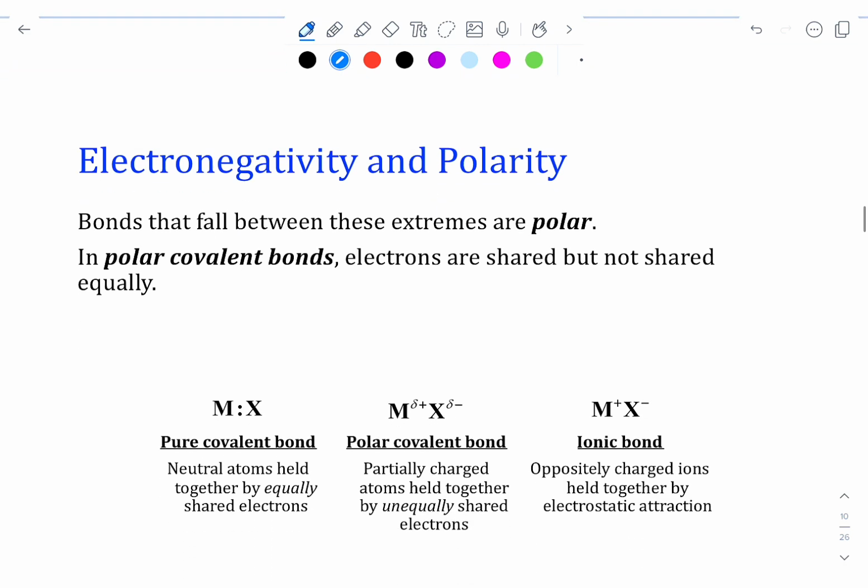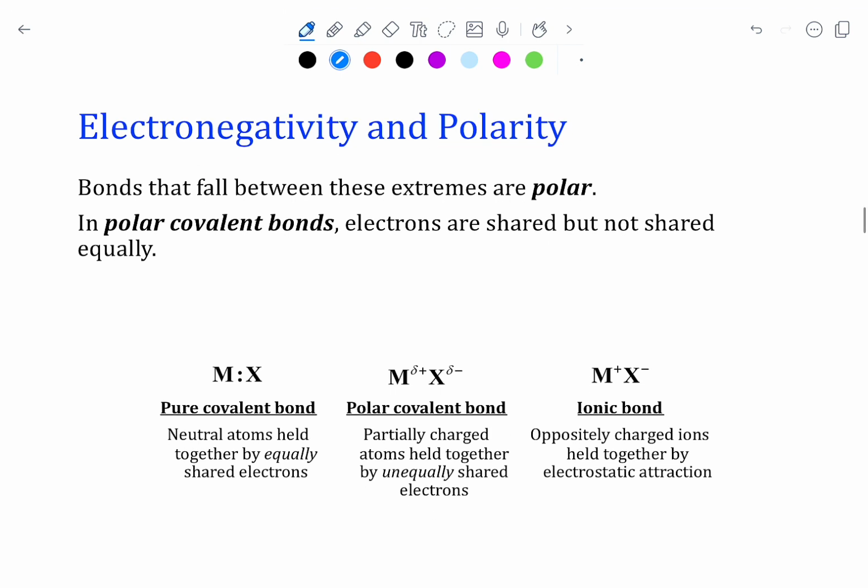So the bonds that exist between these elements, between these atoms, can be quantified as something called polar. Now, a polar bond means that although the electrons are shared, they're not being shared equally. So one atom may be pulling the electrons more towards itself than the other atom. Okay, it's kind of like a tug of war of electrons. So we have 3 different ways to quantify our bonds.